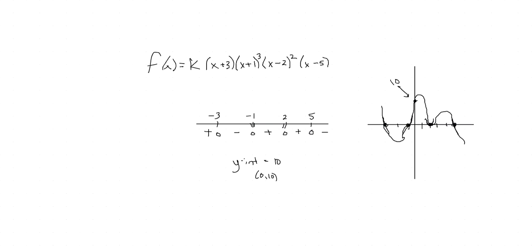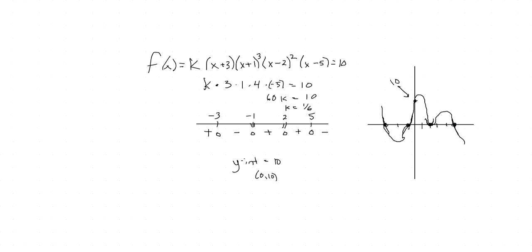So we need to find the k value. We know that when x equals 0, our y value equals 10. So k times, if we plug 0 into these, we'll get 3. K times 3 times 1 times negative 2 squared is 4 times negative 5. Remember, it's times negative 5. So we have to multiply all these numbers, equals 10. This seems like 60k mathematically equals 10. Just double checking to make sure this seems right. Yeah, this seems good. So k equals 1/6. 10 divided by 60, 1/6.